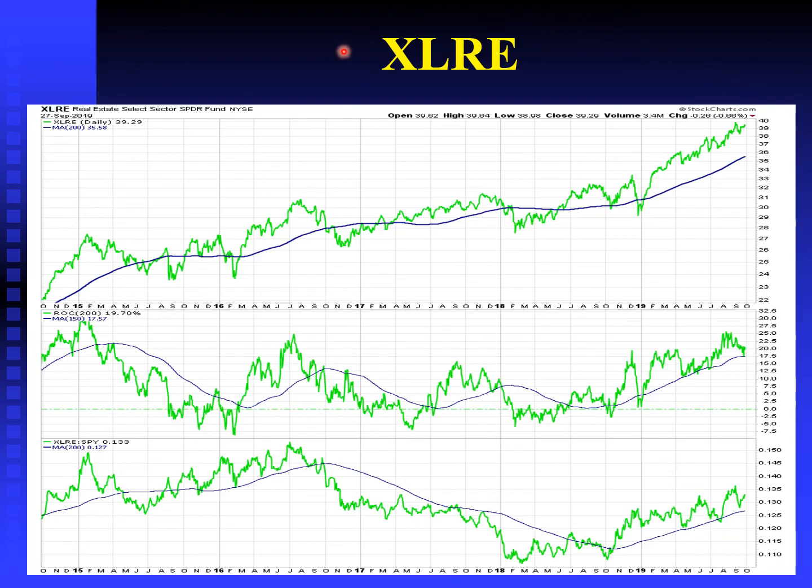This is the real estate sector of the S&P 500. Again, same chart, in three parts. This is the price, the green line. This is the 200-day moving average of the price. This is the rate of change, the green line over 200 days. And this is the 150-day moving average of the rate of change. Clearly, there is a strong momentum here.